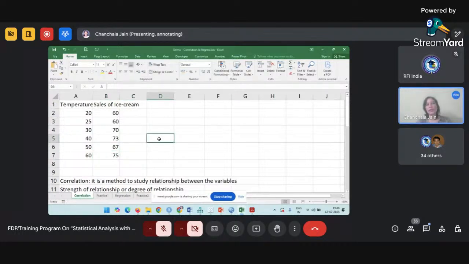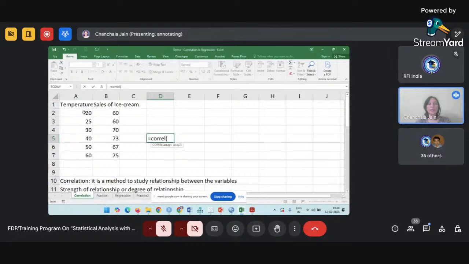Although we know generally when temperature is high, sales of ice cream increase, as summer is now reaching us, or it is very close. So we know generally the sales will increase as the temperature increases, right? So we can see this using a function, which is equal to CORREL. This is the function which you are going to use.